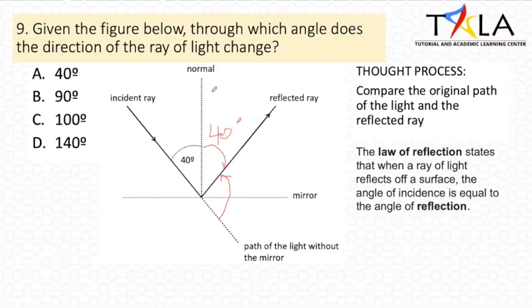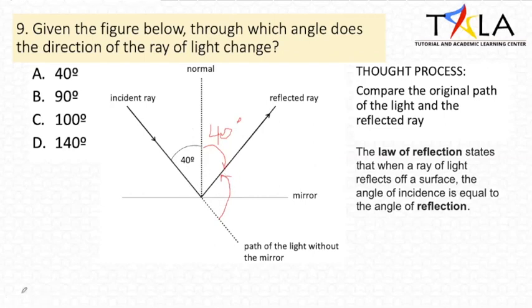So again, this is the angle of incidence, normal to incident ray, and then their angle of reflection is normal to reflected ray. Alright? So ngayon, meron na tayo nitong dalawang angles na to. Is it possible for us to calculate for this angle? Possible na ba?